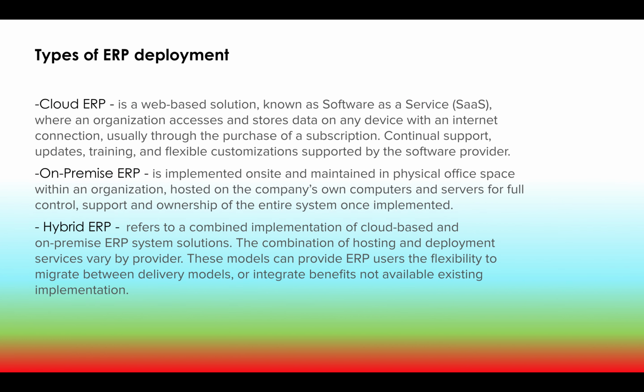Types of ERP deployment. Here, this is important. If you go to any ERP software, any ERP system, we have a couple of deployment options. Mainly, we have three deployment options. One is cloud ERP, and on-premise ERP, and hybrid ERP. You all know what cloud, what on-premise, what hybrid.